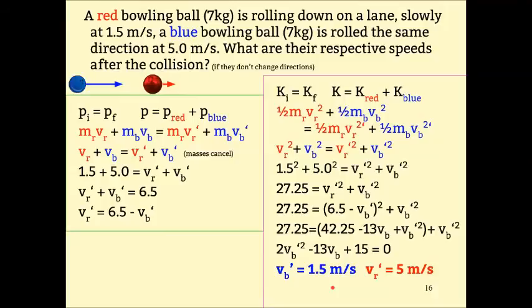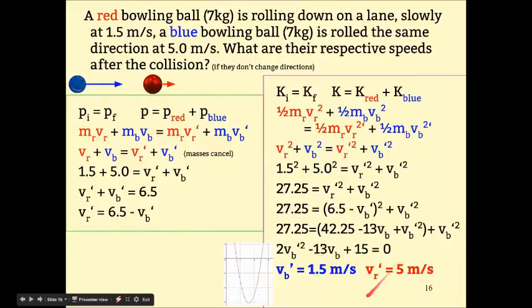Well, I got the velocity of the blue afterwards is 1.5, and the velocity of the red afterwards is 5.5 meters per second. I put this equation in a graphing calculator and found the roots. That's how it came out to 1.5 and 5. Right? And to me, I've told you before that the graphing calculator is the easiest way to get the roots of those. So, as you can see, the red now is going 5 when it was going 1.5, and the blue is going 1.5 when it was going 5.